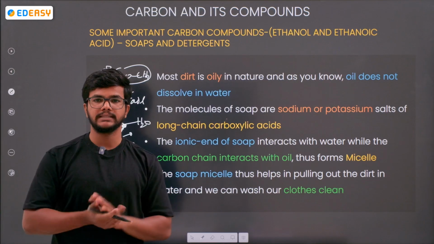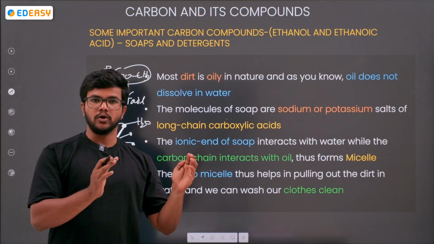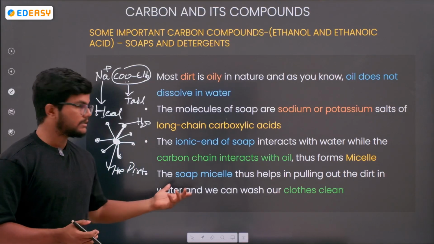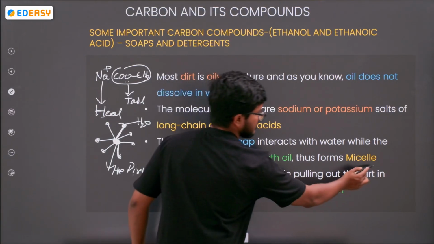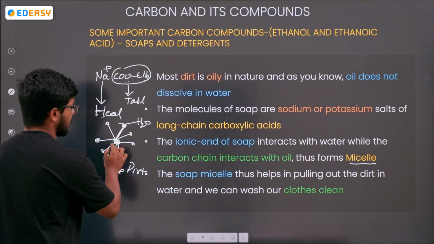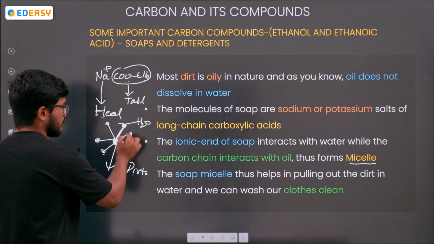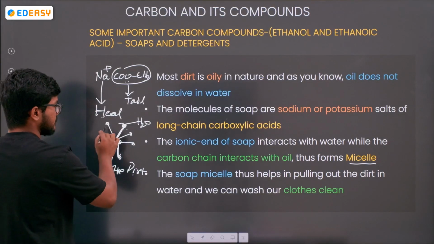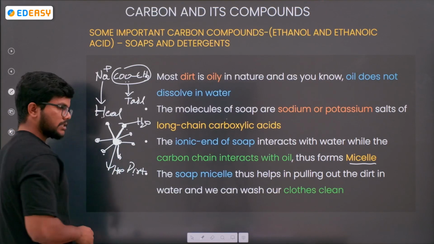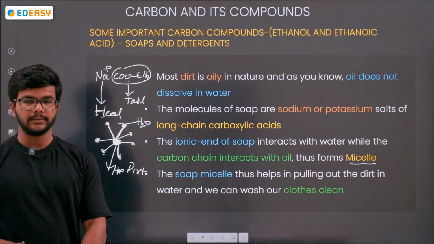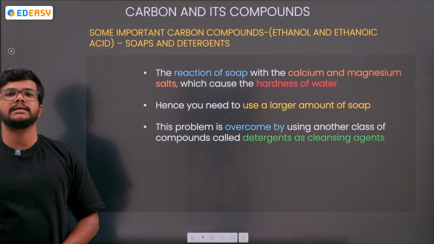Okay, hope you understand the mechanism of soaps in removing stains, which are oily stains. This is called micelle. A micelle is formed when the oily stain is surrounded by the head and the tail parts of the sodium salts of carboxylic acid. This is considered a micelle. Hope you understand about the micelle. So next is detergent.